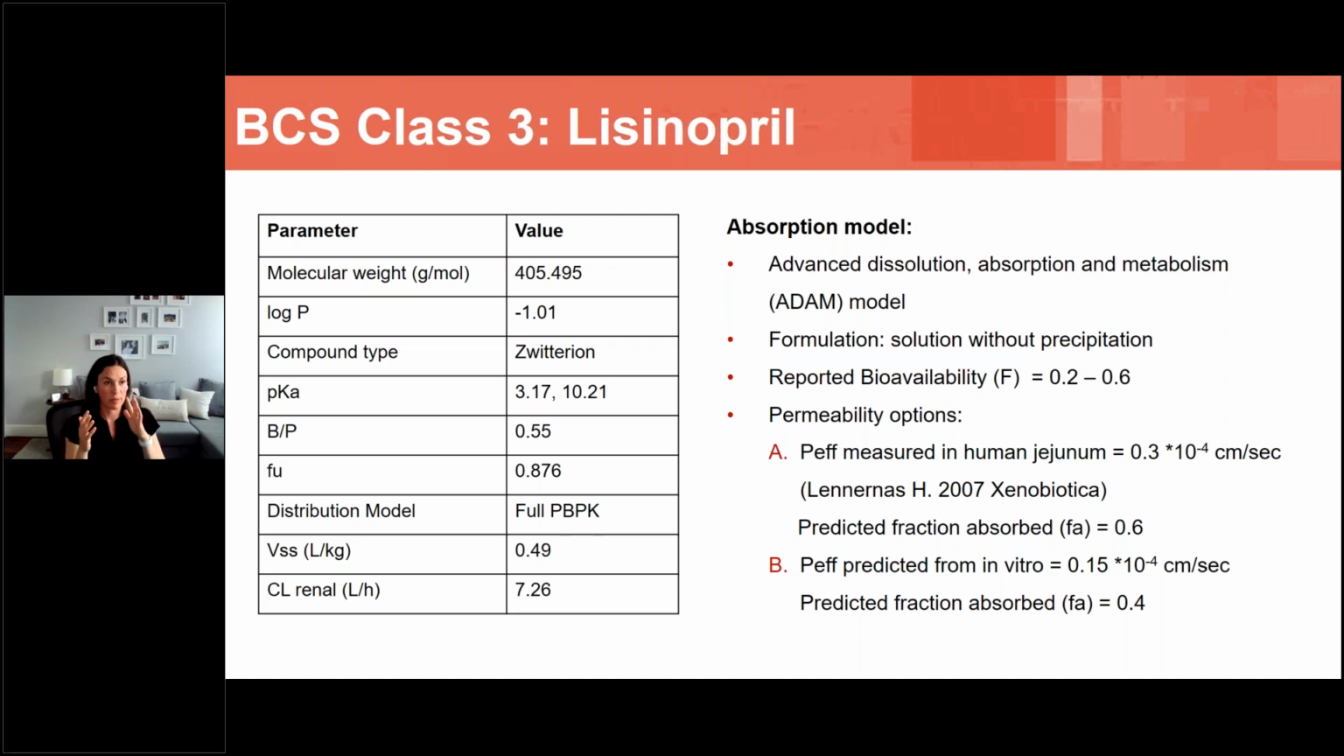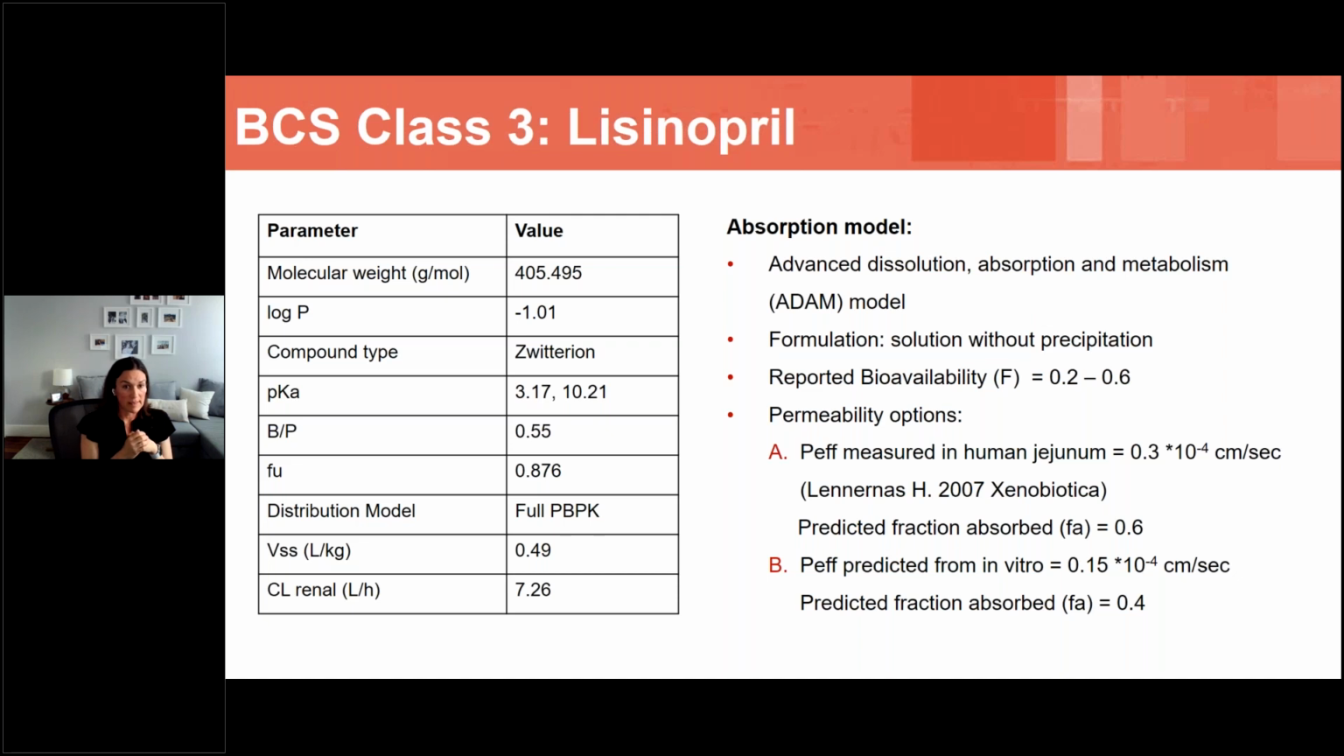So now let's switch classes to the BCS class 3 compounds. The first compound in this class that we had was lisinopril. For lisinopril, we developed our own model, based on literature data and reported clinical studies, and we used, again, the advanced dissolution, absorption, and metabolism model. And we used in the model a formulation that was solution without precipitation, which, as I said before, has high solubility, so we don't expect really precipitation in the gastrointestinal tract.